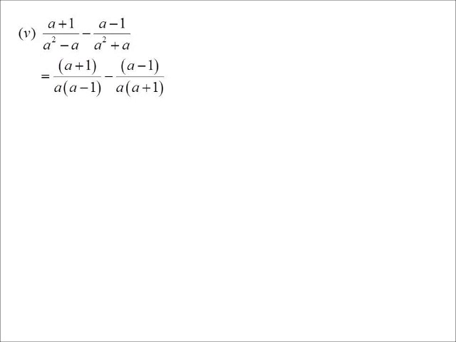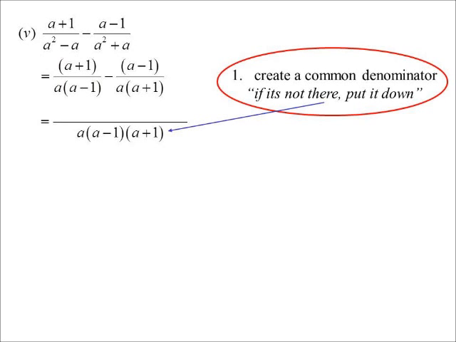Now, how I handle these ones, I draw in my vinculum, as we learnt yesterday, that's what the fraction bar is called, the vinculum. And then I create my denominator. And the way I create the denominator is I simply say, if it's not there, put it down. So I work from left to right. A, well, obviously nothing's there yet, so yes, I'll put it down. A minus 1, I'll put it down. A, oh, it's already there, I don't need it again. A plus 1, I'll put it down. That becomes my denominator. So if it's not there, put it down.